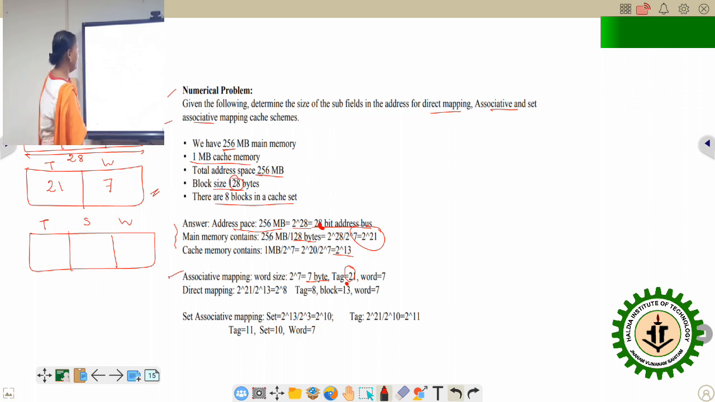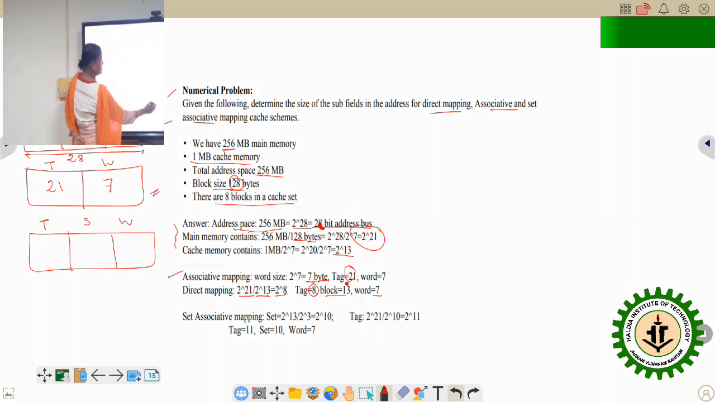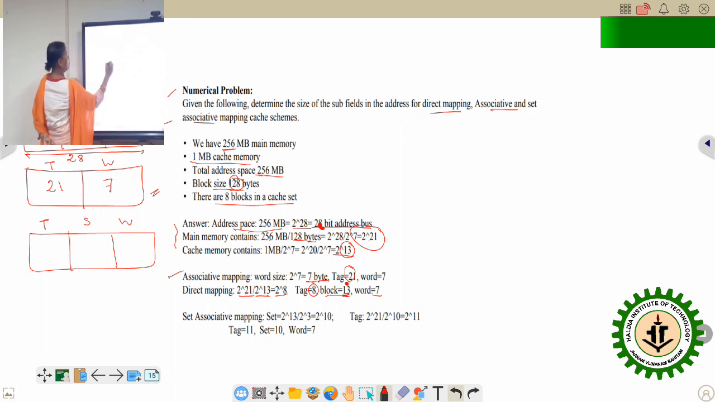Now for direct mapping, the main memory has 2 to the power 21 blocks divided by the cache memory 2 to the power 13, so 2 to the power 8. That's why 8 bits are required for the tag. And what is the block? The block comes from the cache memory, that is 13, as 2 to the power 13 blocks are present in the cache. And the word size is fixed at 7. So block is 13, word is 7, and tag value is 8.